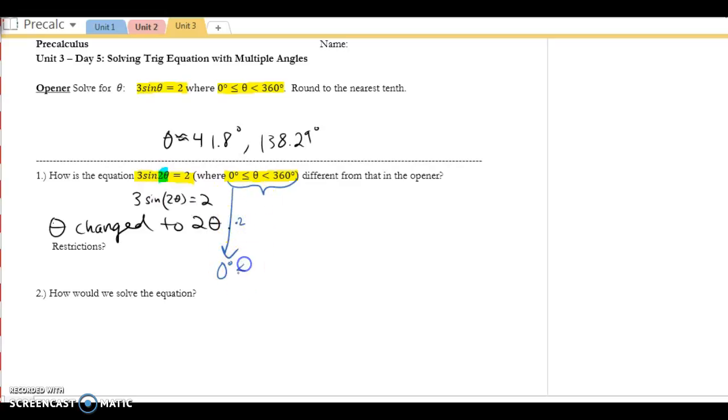Okay, so we'd say 0 is less than or equal to 2 theta, which is less than or equal to, okay, so if the max of theta is 360, then what's the max of 2 theta going to be? Well, you're just going to multiply times 2, and you've got 720. So we have new restrictions. It's that our 2 theta, what we solve for, has to be between 0 and 720. Now we have to actually solve the equation. What do you think the first couple steps would be? Go ahead and pause it and unpause when you're stuck.